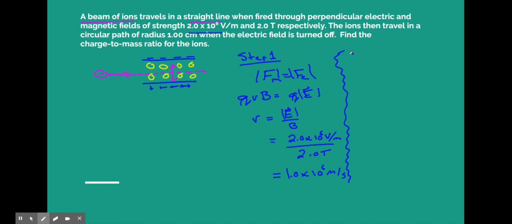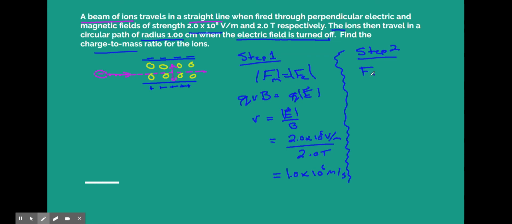Why do we need step one? Well, it's really so that we can go on to step two. And that was this second part that describes when the electric field is turned off, the ions then travel in a circular path with a known radius. So we want to know the charge to mass ratio. Step 2 is going to do it for us.